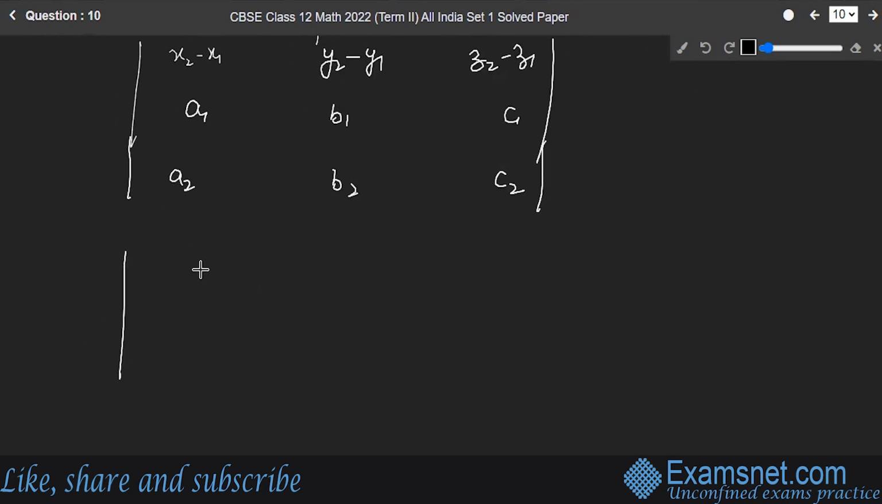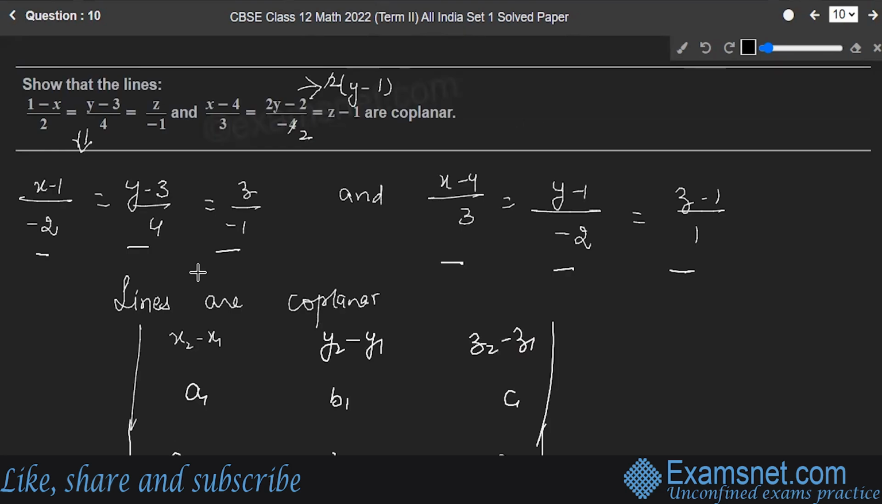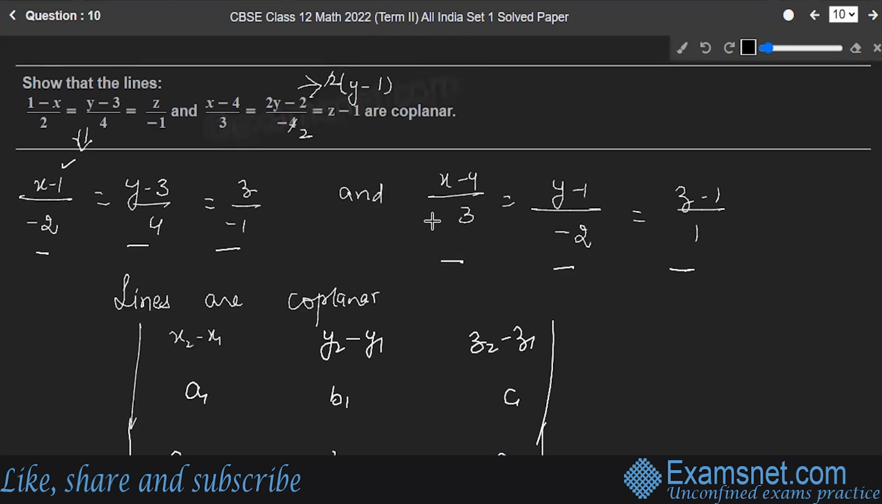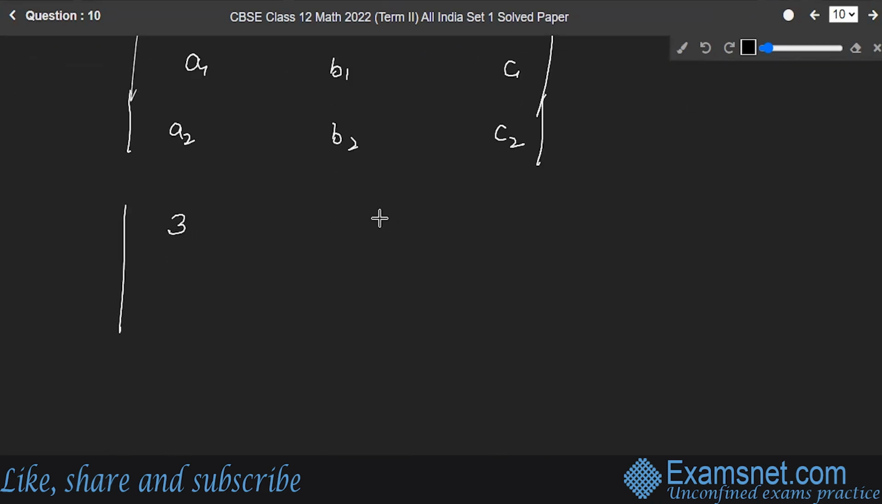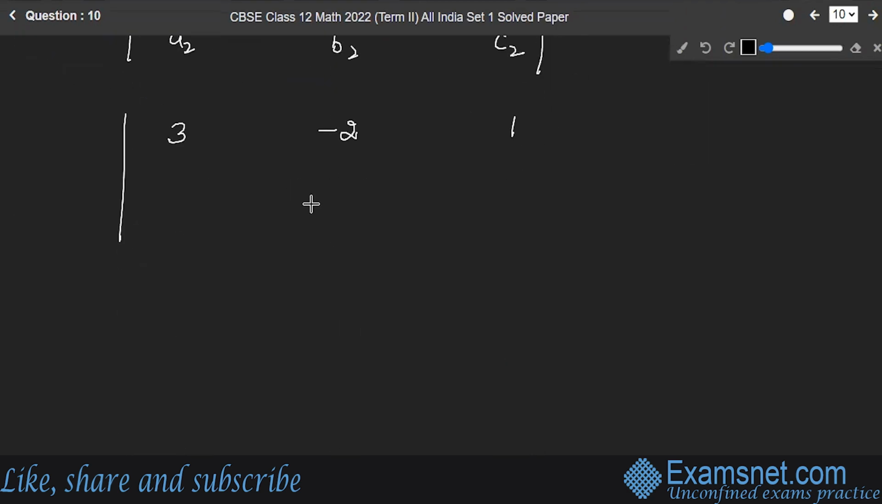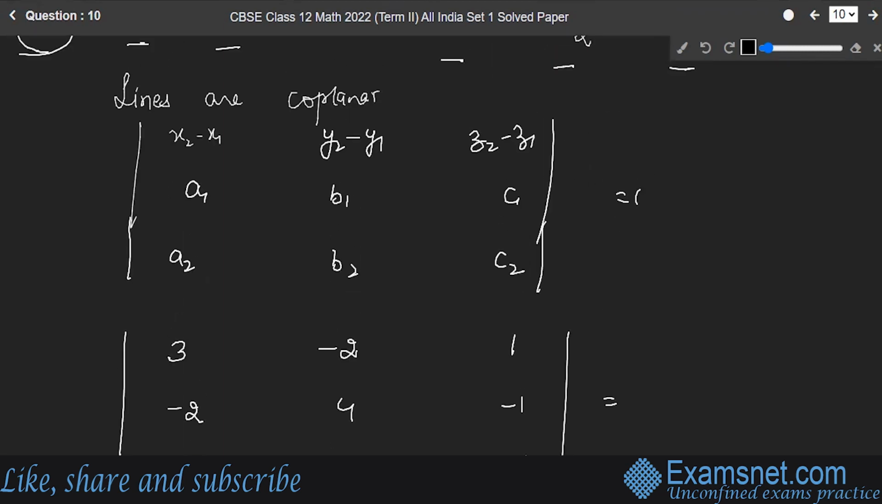The next one, x2 minus x1. This can be this minus this. Now it will be 3. Then y2 minus y1, this will give you minus 2. Similarly, it will give you 1. And here, this is minus 2, 4, and minus 1. Minus 2, 4, and minus 1. And the last row will be 3, minus 2, and 1. Right. See, this should be equal to 0.